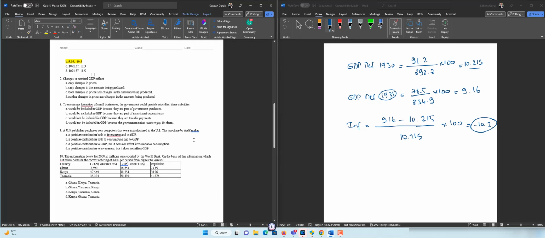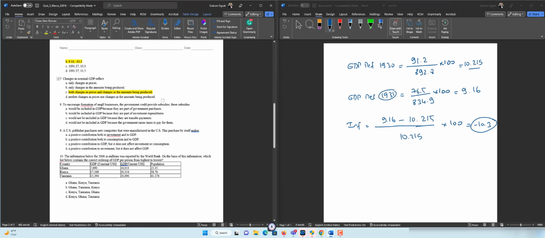Number 7. Changes in nominal GDP reflect both changes in prices and changes in the amount being produced. So the real GDP reflects only changes in output. Nominal GDP reflects both changes in prices and changes in amount. GDP deflator reflects only changes in prices.